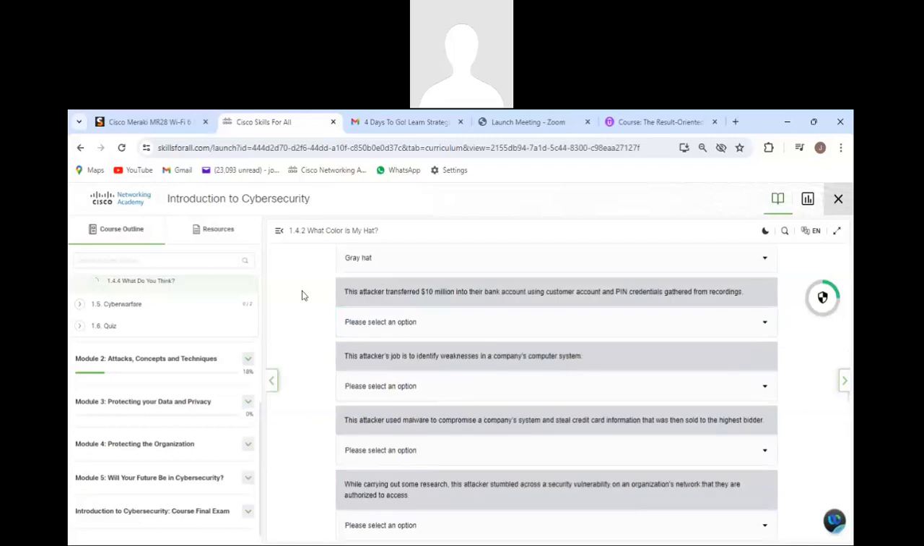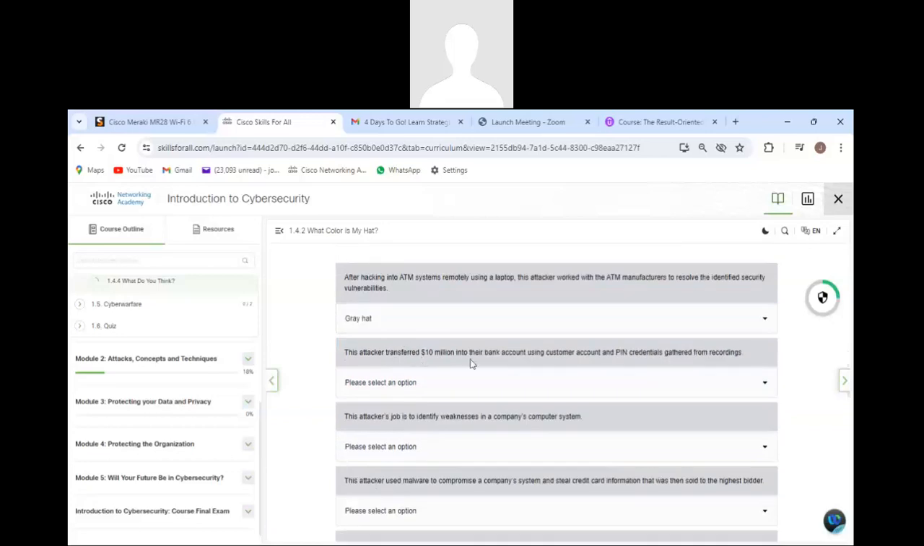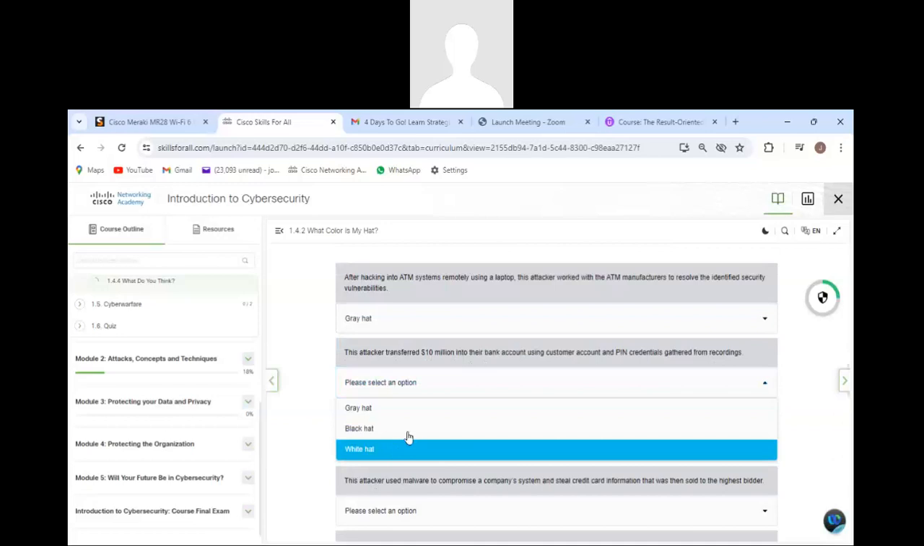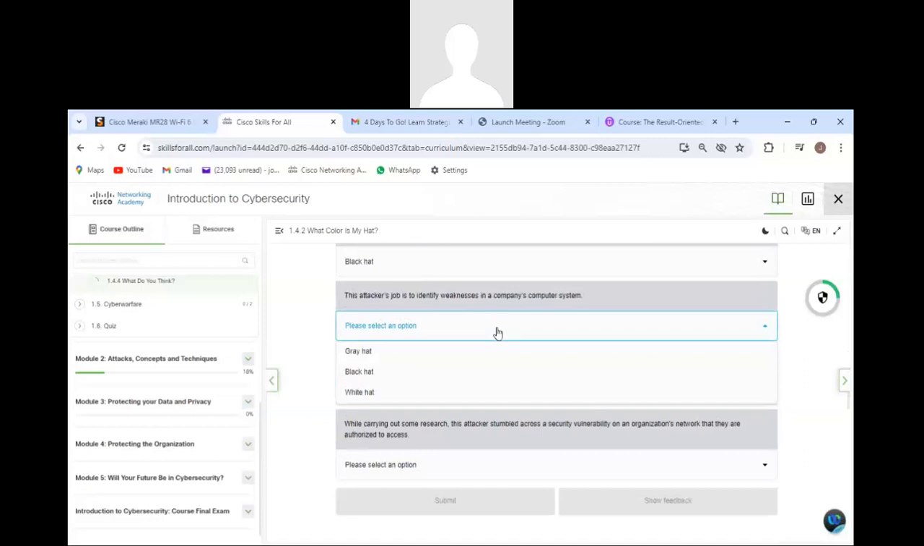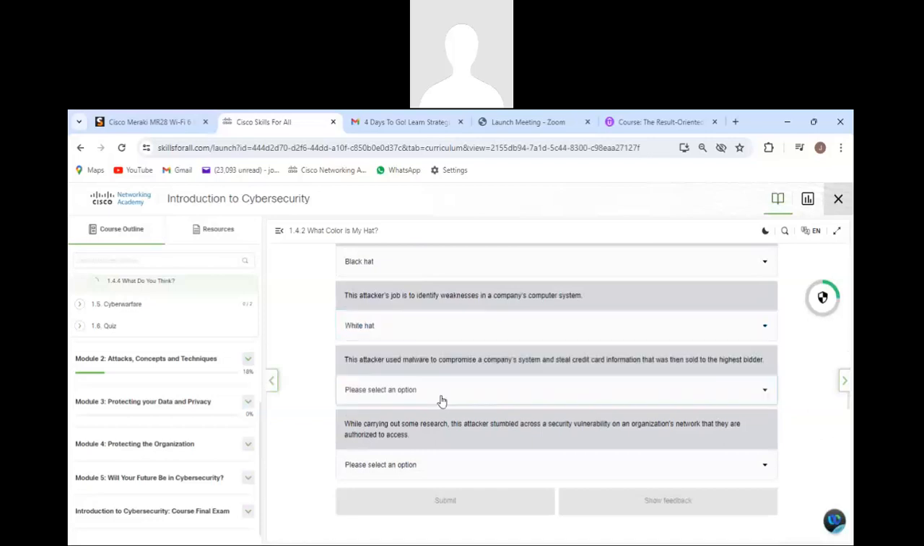Now, the second one. This attacker transferred $10 million into their bank account using customer account and PIN credentials gathered from recordings. Is this white hat, gray hat, or black hat? Of course, this is black hat. Now look at this. This attacker's job is to identify weakness in the company's computer system. So he's licensed and authorized to do it. Then what do we call that? Of course, that's a white hat attacker.